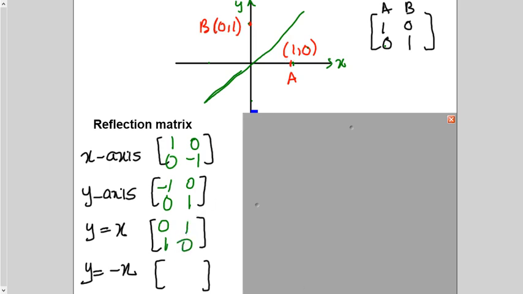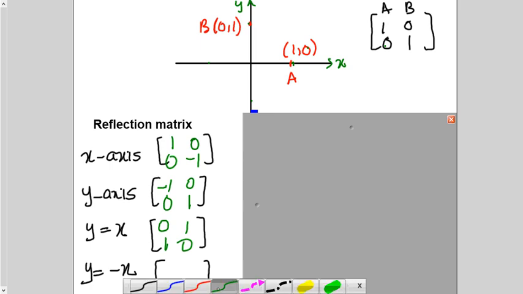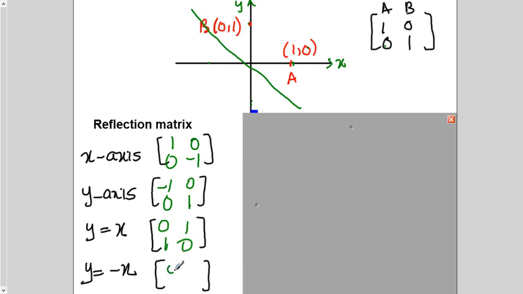Now, for example, if you are doing y equals to -x, this time your line will be from here, right? Sorry, just trying to fix it. So in the reflection of y is equals to -x, point A will come here. So it will be 0, -1. And this point B will come here. It will be -1, 0.